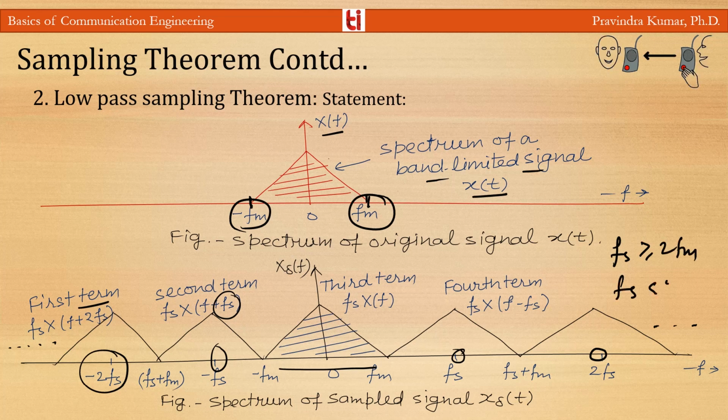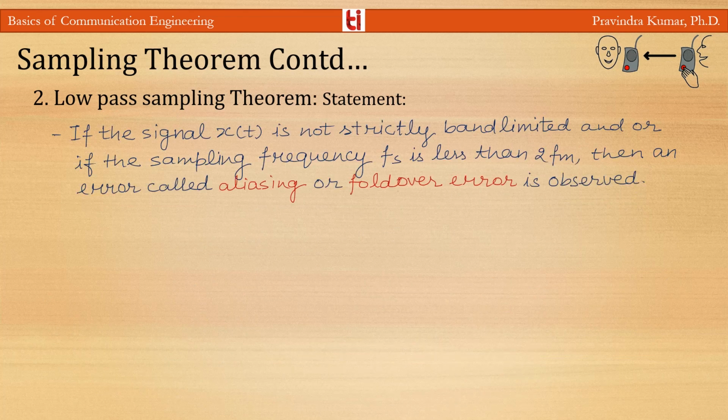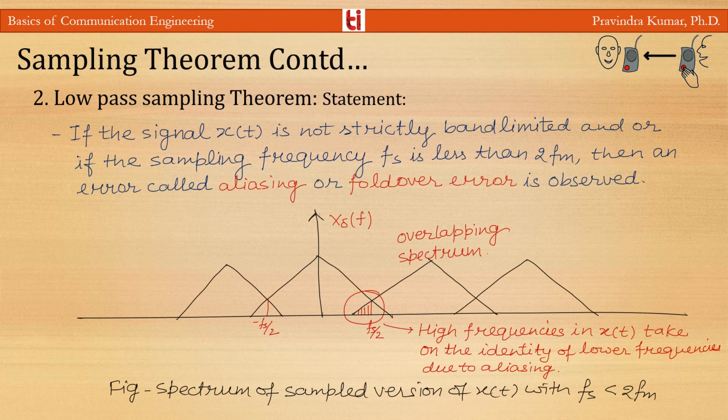If fs is less than or equal to 2fm, then an error occurs, and this error is called aliasing or fold over error, and it is observed in the spectrum. This is the overlapping spectrum, and here you can see the higher frequencies in x(t) take on the identity of the lower frequencies due to aliasing. So this is the higher frequency component, but it will take the identity of the lower frequency component, and this is known as the aliasing or fold over error.